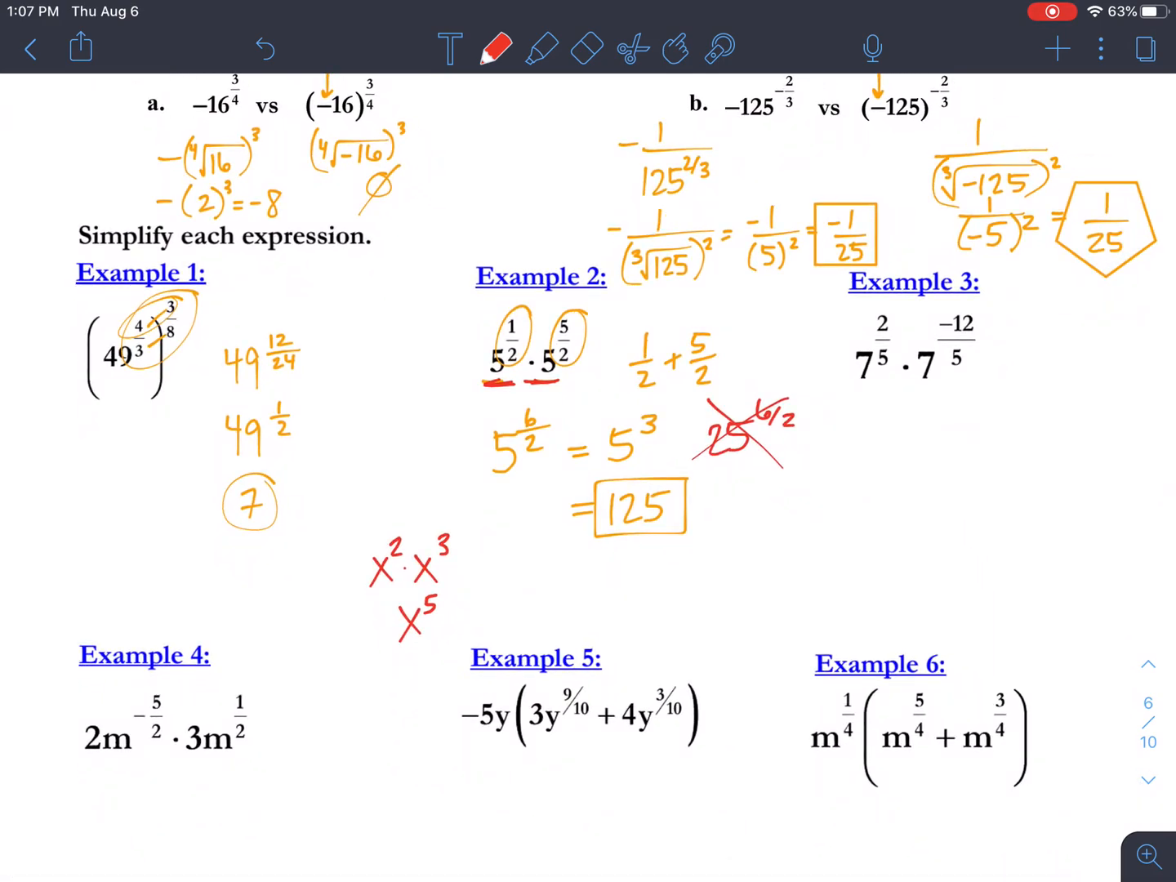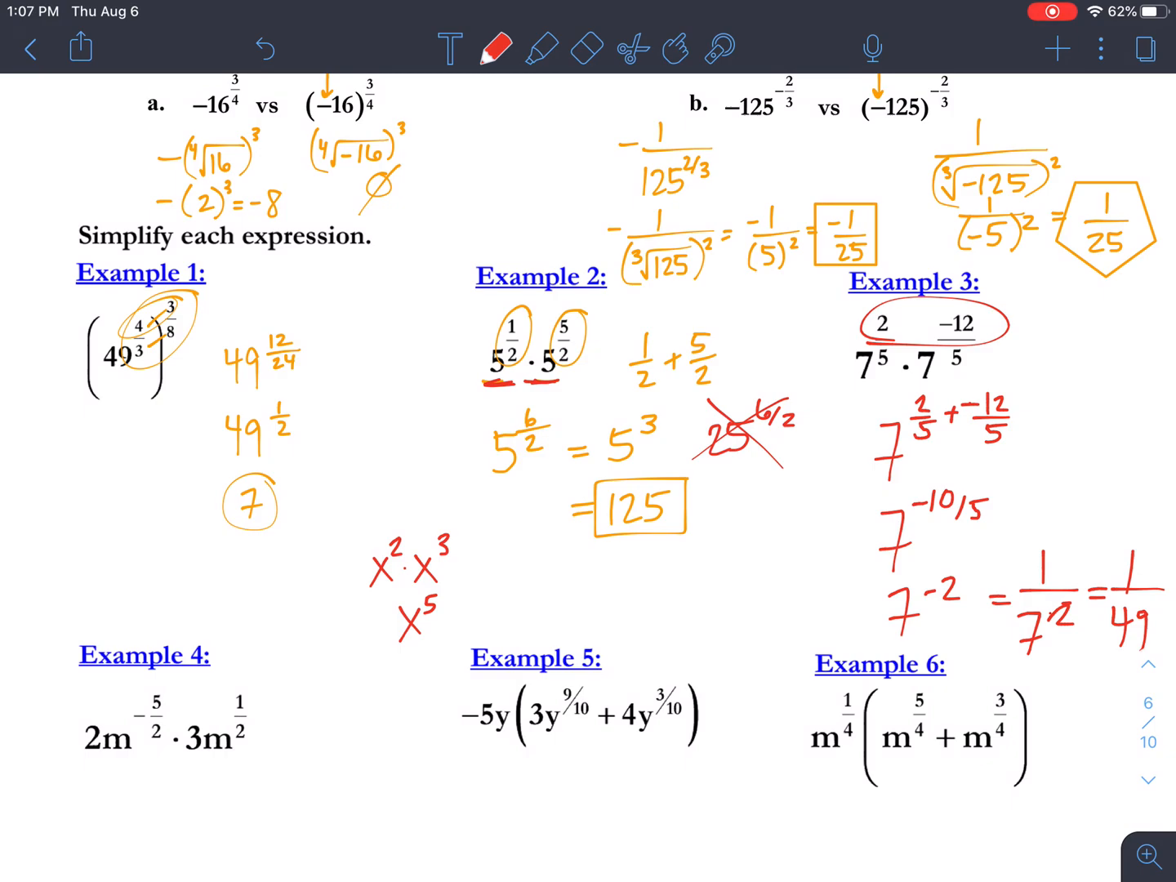And 7 to the 2/5 times 7 to the negative 12/5. Add these fractions, guys. Fifths and fifths, so we're good to go. This really is 7 to the 2/5 plus negative 12/5, if you want to write it out, which is 7 to the negative 10/5, which is 7 to the negative 2nd. We would never end with a negative exponent. 1 over 7 to the 2nd, which is 1 over 49.